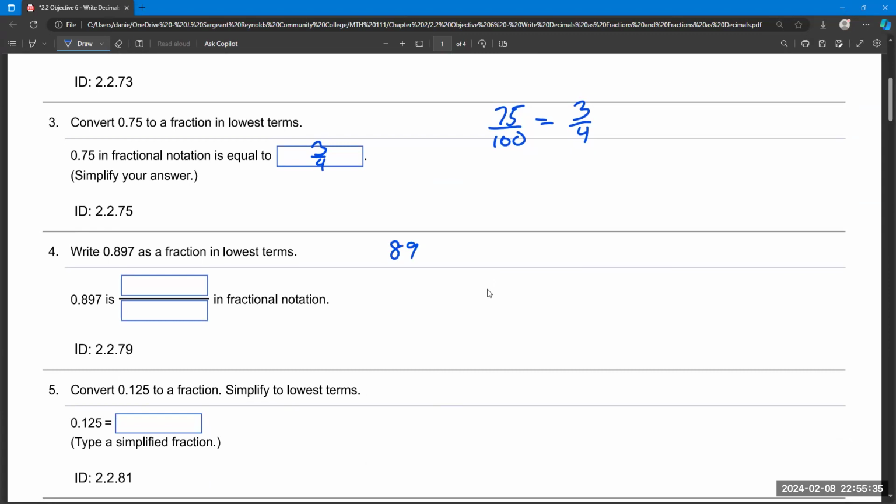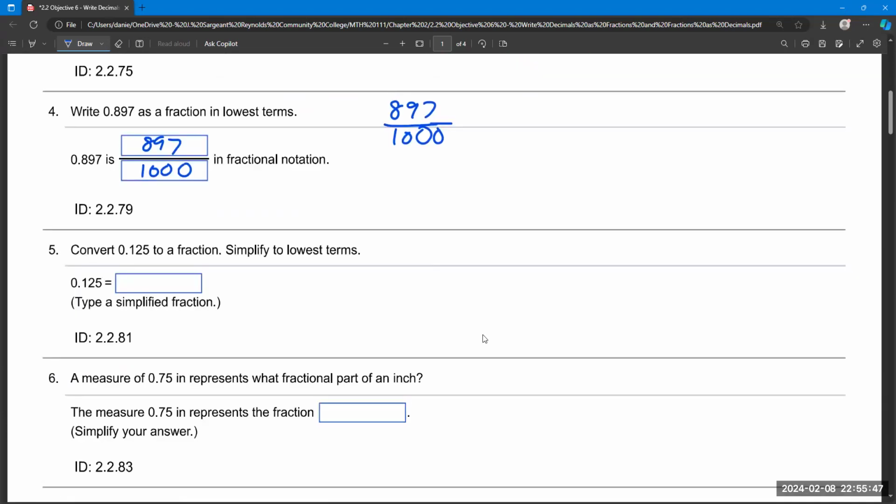897 thousandths doesn't simplify any more than that. That's 897 for the numerator and 1,000 for the denominator. But 125 thousandths does simplify. That 25 goes into 125 5 times, and it goes into 1,000 40 times. 5 goes into 5 1 time and into 40 8 times, and this is 1/8.